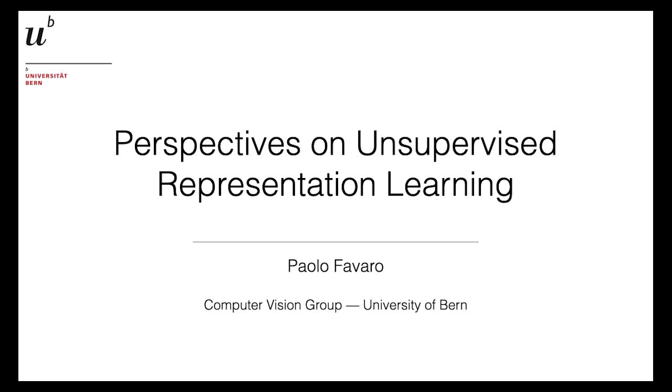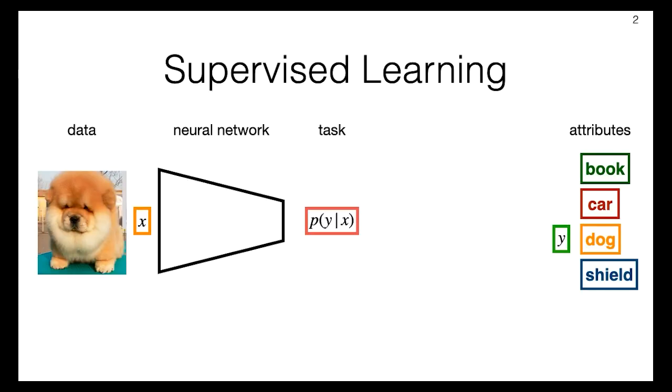In this talk, I'll try to give some insights on unsupervised representation learning. We are all familiar with supervised learning. Given a dataset with images X and corresponding labels Y, one needs to train a model to map X to P of Y given X. The training uses labels Y that have been manually assigned to each data sample X. This is a well-established and effective technique that has been widely adopted in the industry.